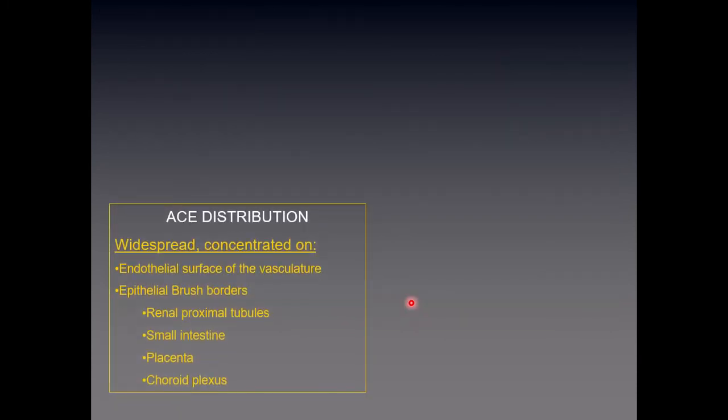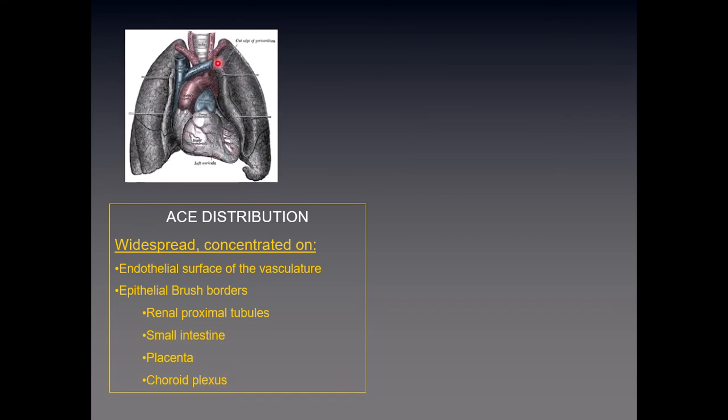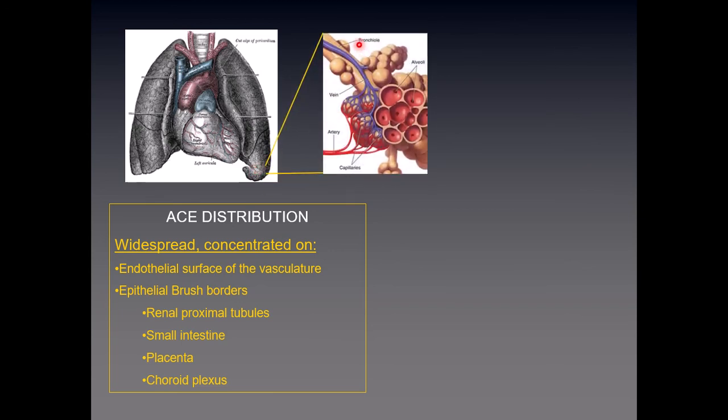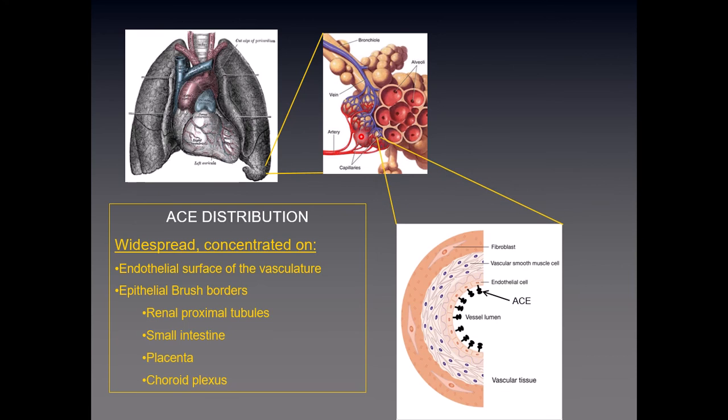Let's have a look at the ACE distribution. ACE is widely spread and concentrated on the endothelial surface of the vasculature, epithelial brush borders, renal proximal tubules, small intestine, placenta, choroid plexus. These are the lungs. If we take a cross section of this area and magnify it, we have the bronchioles and the alveoli, and veins, arteries and the capillaries. If we magnify this capillary area, these are the vascular tissues. It's a cross section of the vascular tissue.